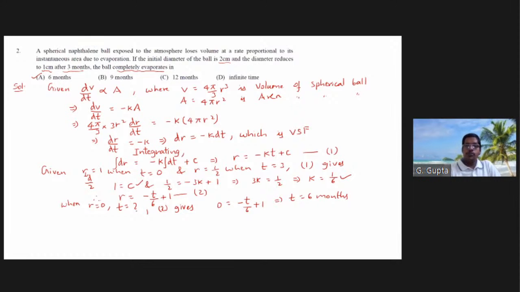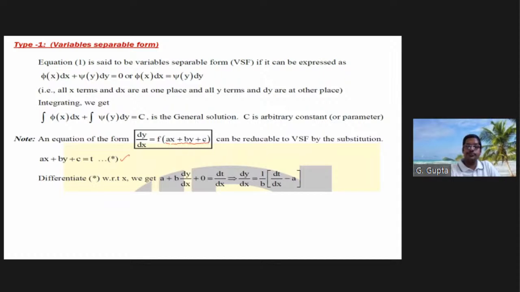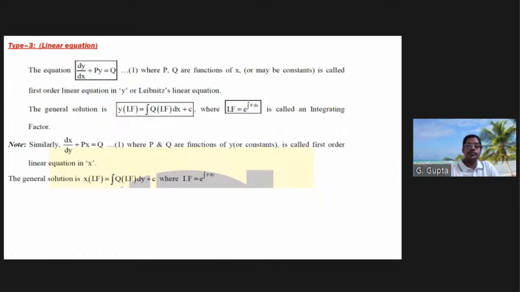Okay, we'll move to the second method, that is the second category or second type: linear equation. I told you already, linear equation means the dependent variable and all its derivatives have degree 1 and no two of these terms are multiplied together. So dy by dx plus p into y is equal to q.